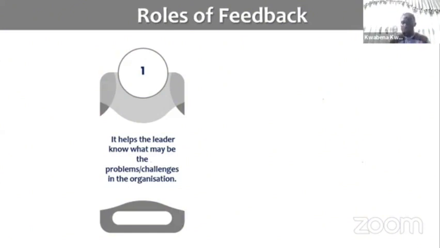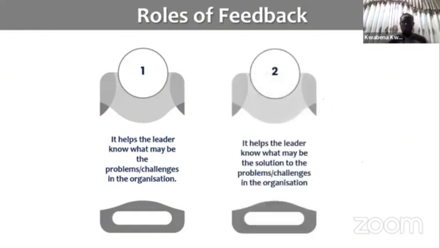So once there's a feedback system, Reverend Kobe is going to know what may be the problems or the challenges in the organization. Is there any challenge that was going on? Something he would not have known himself. Because there's a feedback system, he will have access to that. Two, it helps the leader know what may be the solution to the problems or challenges in the organization. Because when you engage feedback systems, what you are actually doing is borrowing the senses of your team.